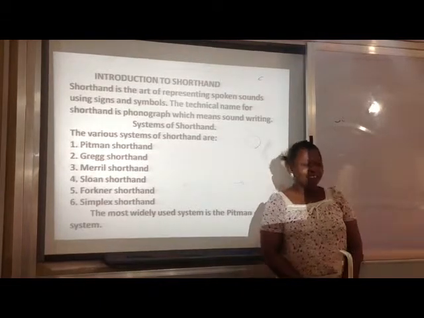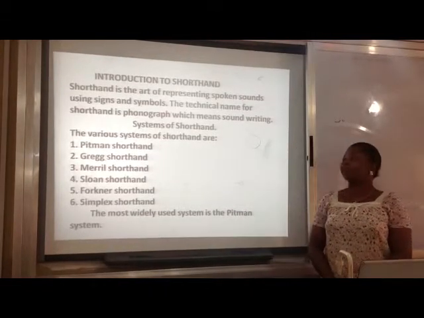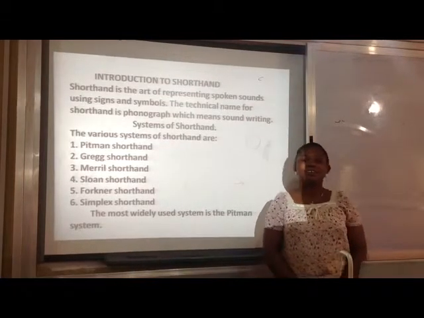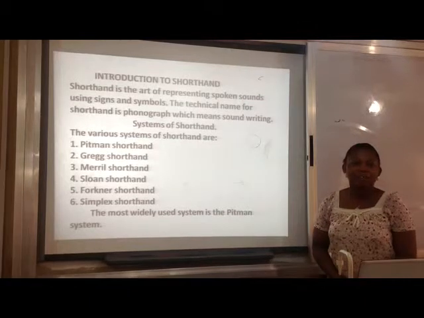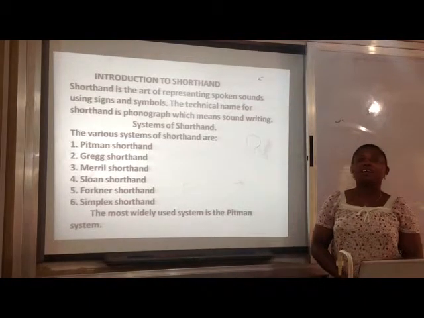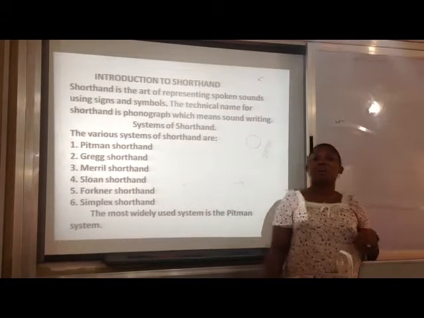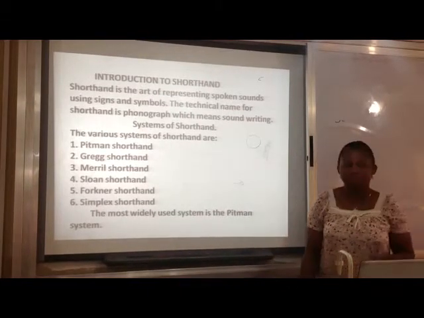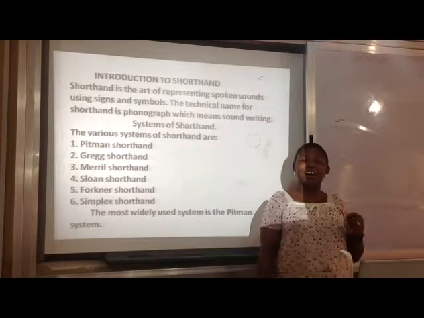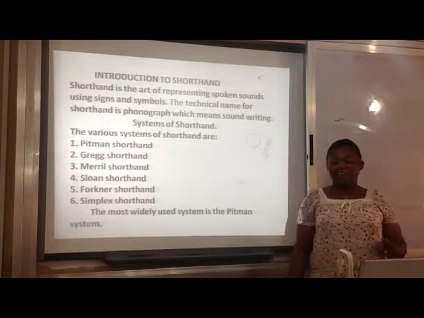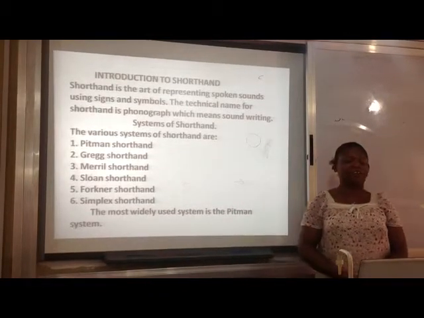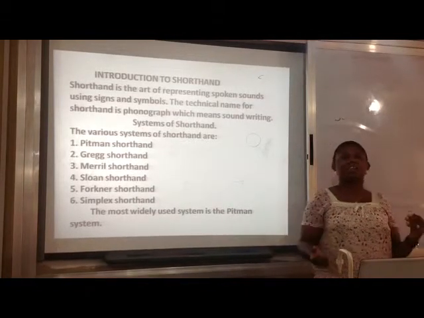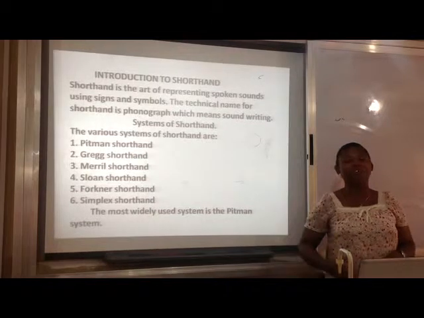Shorthand is the representation of spoken sounds using signs and symbols. You don't write shorthand based on spellings or pronunciations. Shorthand is written according to sounds. What you put down is the sounds you hear. Then the technical name for shorthand is phonograph, and phonograph simply means sound. It has to do with sound writing.